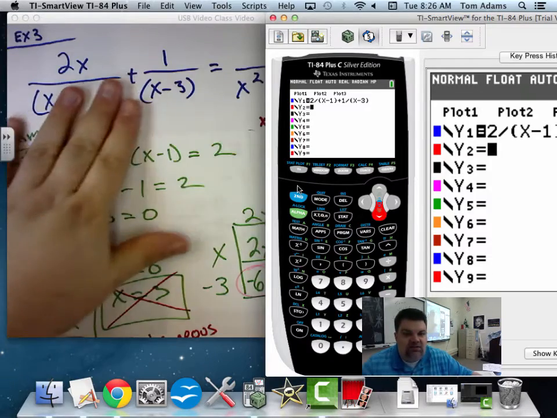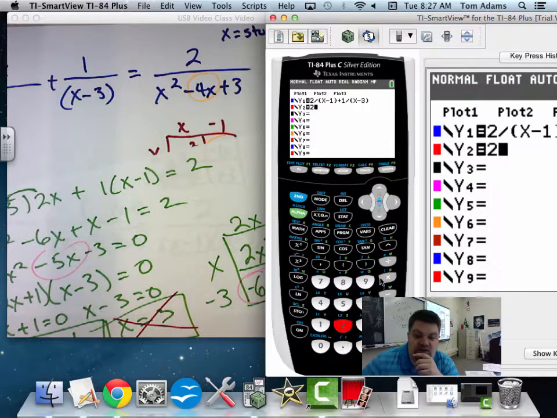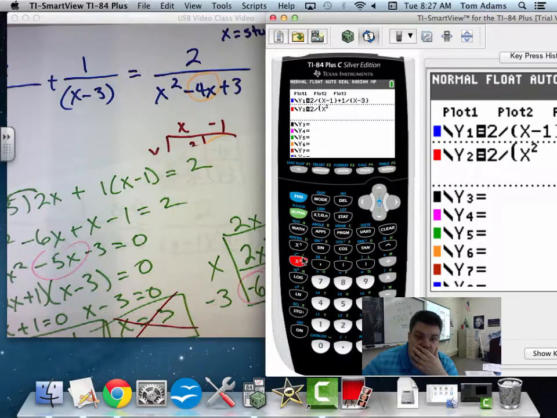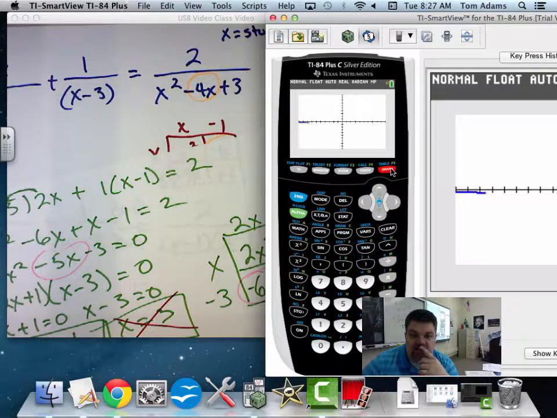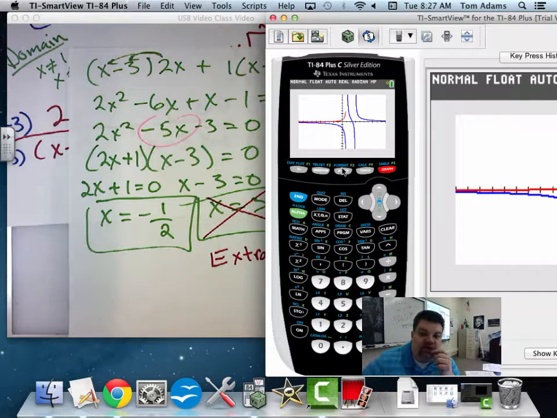And then on the next equation, I'm going to graph the other side of the equation, which is this 2 divided by the quantity x squared minus 4x plus 3. Okay? And I'm going to graph those. Now those two should intersect at what point? Negative 1/2. I don't know. I'm looking at negative 1/2. I don't see any intersections.